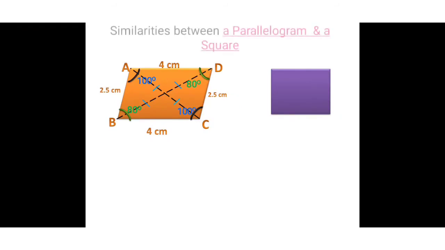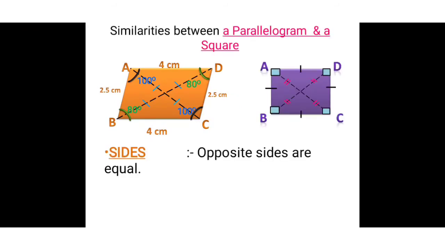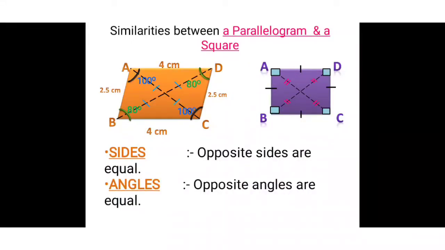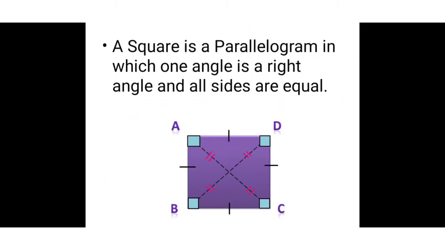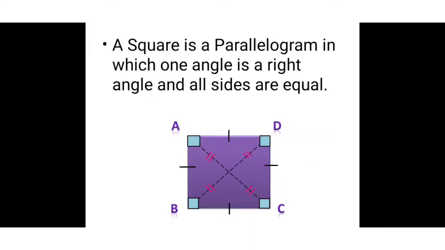Let us look at the similarities between a parallelogram and a square. Square shows all the properties of parallelogram, that is opposite sides and angles are equal and diagonals bisect each other. So how will you define a square? Definitely it is a parallelogram, but what is it that makes it different from parallelogram? The angles and the sides. So we will define a square as a parallelogram in which one angle is a right angle and all sides are equal.